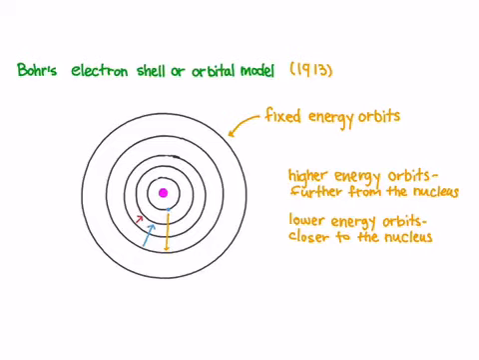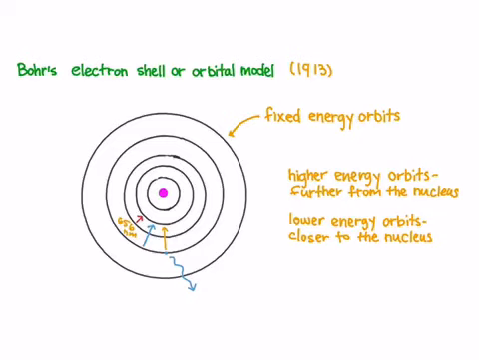When electrons gain energy, they jump to a higher energy orbit, and they release energy when they return to a lower energy orbit. This energy that's released corresponds to a specific color on the line spectrum, so we see lines for each of the possible transitions between orbits as the electrons return to a lower energy orbit.